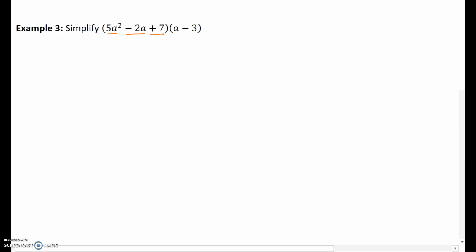But everything is actually exactly the same. Nothing changes at all. So our first step is to split up the first parentheses into each of its individual terms. So the first term is going to be 5a squared. Then we're going to have negative 2a, and again I'll stress to you that that negative is really important. And then we're going to have plus 7. Okay, so hopefully I don't need to stress to you that the plus is important, because it is. All the signs are always important.